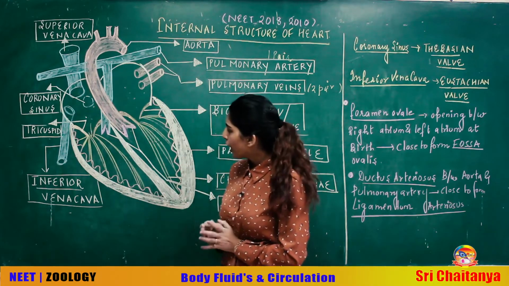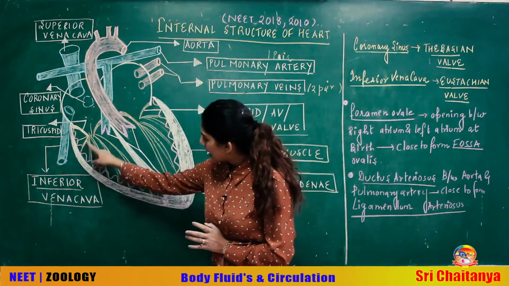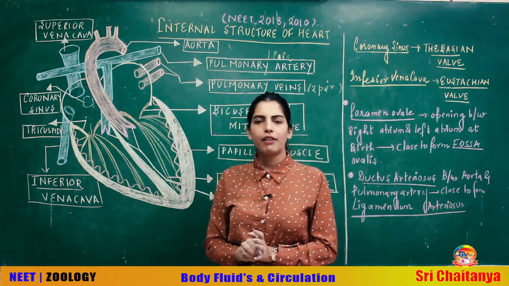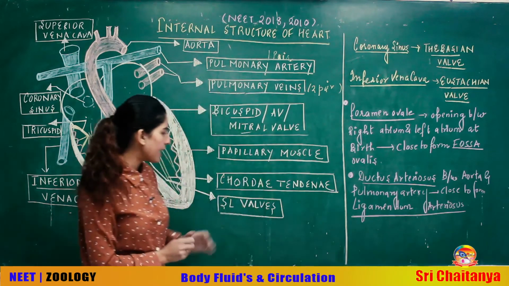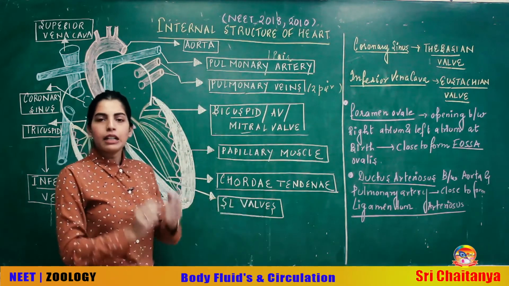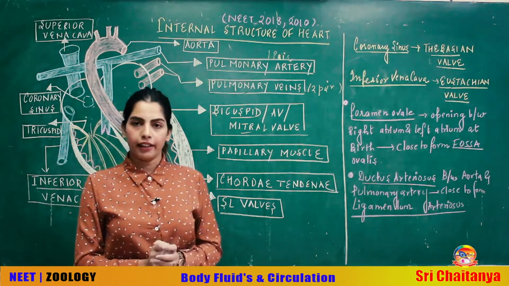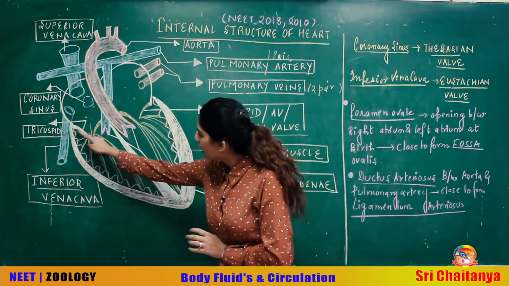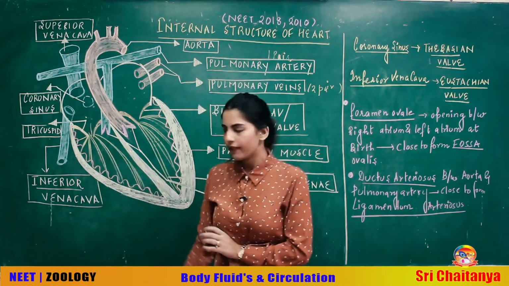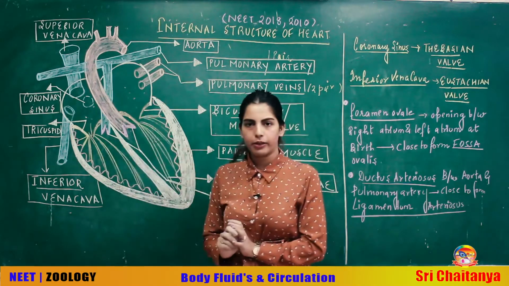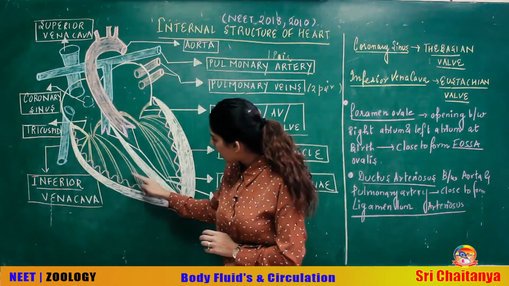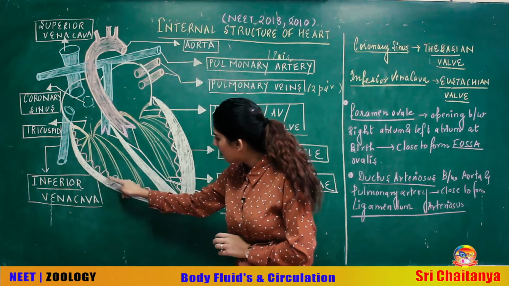Alright, now moving on to the next part, this yellow color thing which is present on both sides in the ventricles is called chordae tendineae. Now what is the function of this chordae tendineae? Do you see that this chordae tendineae is attached on one side with these AV valves, on this side also and on this side also, and on the other part these chordae tendineae are attached with these papillary muscles.